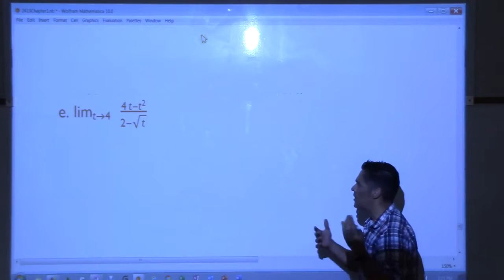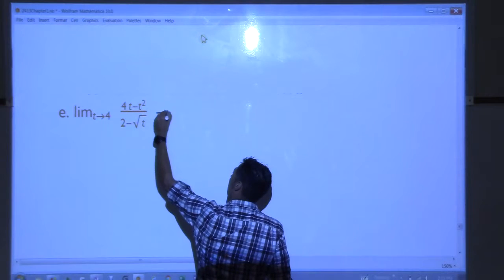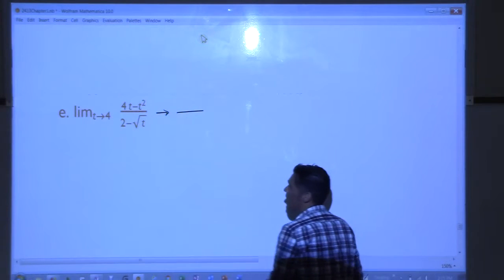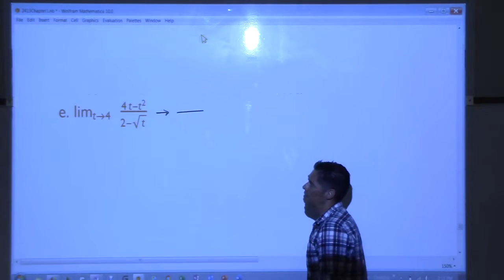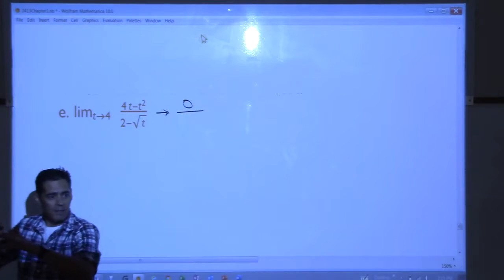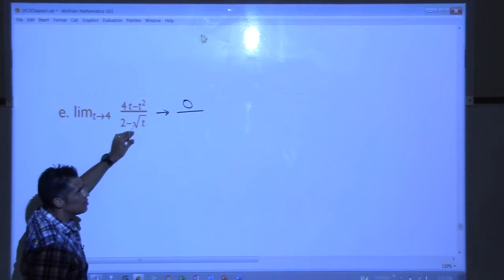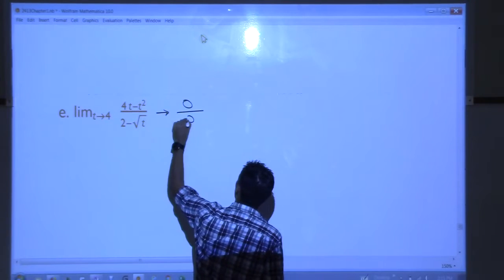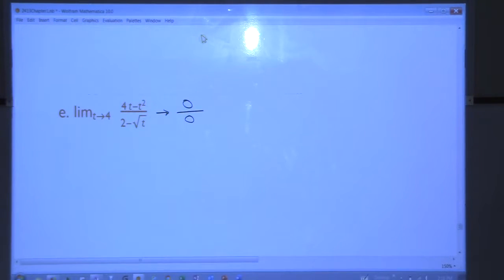So let's do what we've been doing. Let's just try and plug 4 in, see if we get a problem. So what do we get on top? 4 times 4, 16 minus 16 again. So we get 0. At this point, are we saying, okay, we're going to need to go do something? No, it's not at this point. We need that denominator to be 0 also. So 2 minus root 4, that's 2 minus 2, 0. So now we've got a situation where we're going to do something, right?